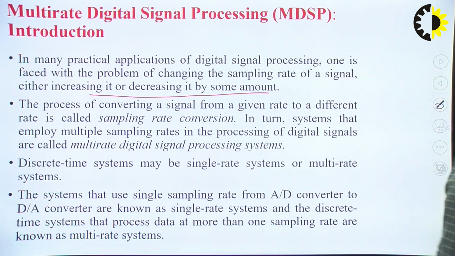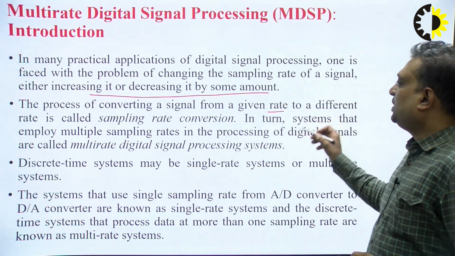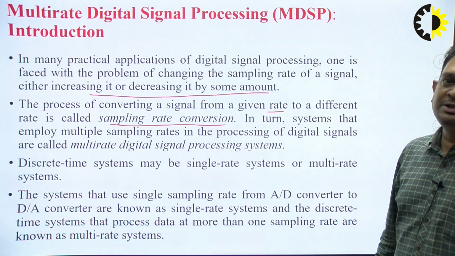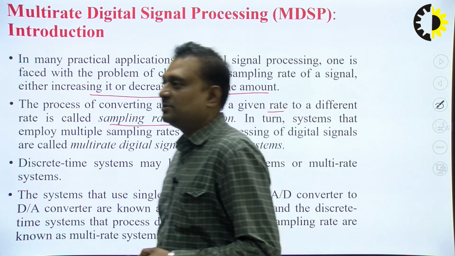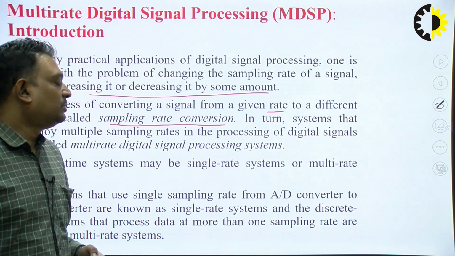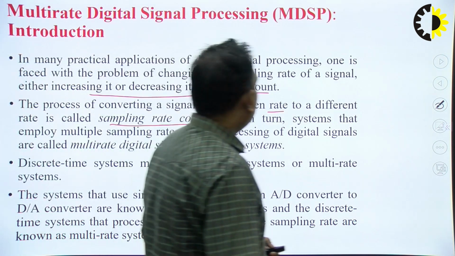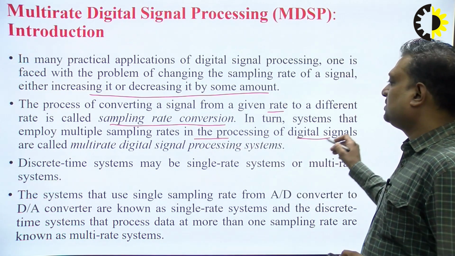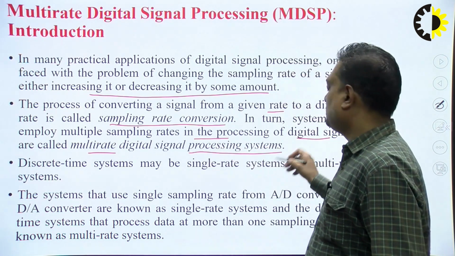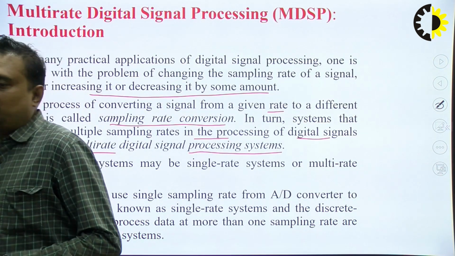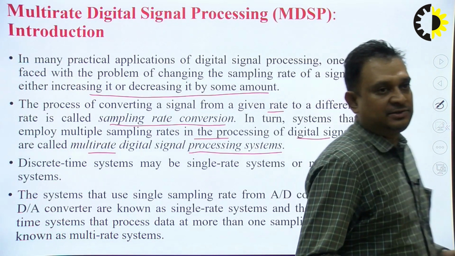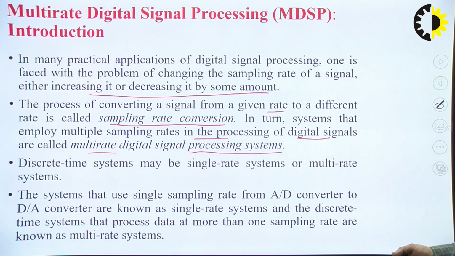The process of converting a signal from a given rate to a different rate is called sampling rate conversion. So sampling rate conversion is the method by which we can convert the sampling rate of a system to another rate. In turn, systems that employ multiple sampling rates in the processing of digital signals are called multi-rate digital signal processing systems. Let us suppose we have a system and we can change the sampling rate of that system, then it is called a multi-rate digital signal processing system.